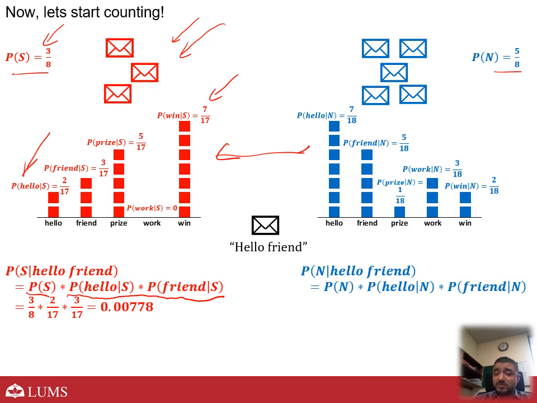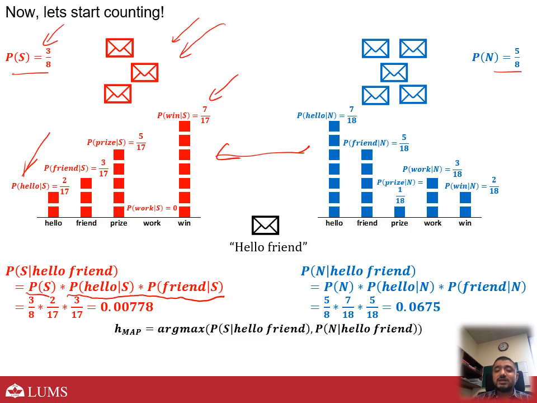Probability of not spam given hello friend is equal to probability of not spam into probability of hello given not spam into probability of friend given not spam. Agar isme aur bhi words hote to isi tarah multiply hote chale jaate, and then you are left with this final probability, 0.0675. In dono mein se kaun si class hai, spam ya not spam mein se, jo is probability ko maximize kar rahi hai? Obviously it's the not spam class.